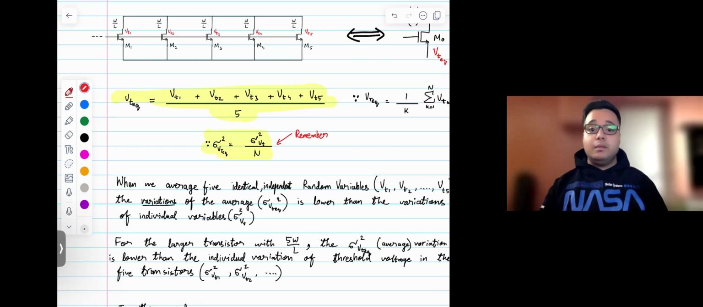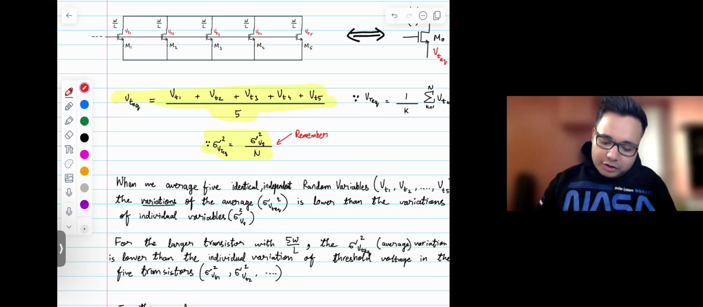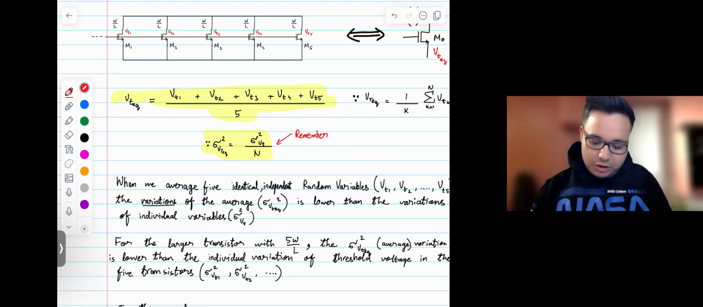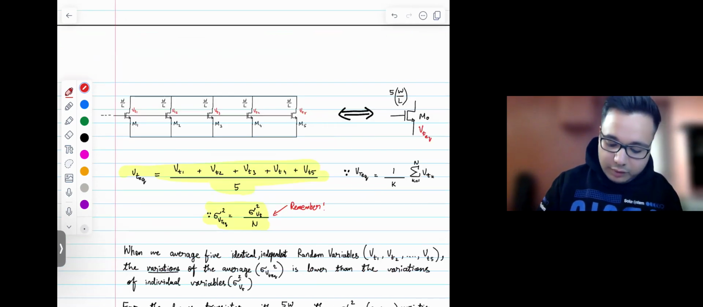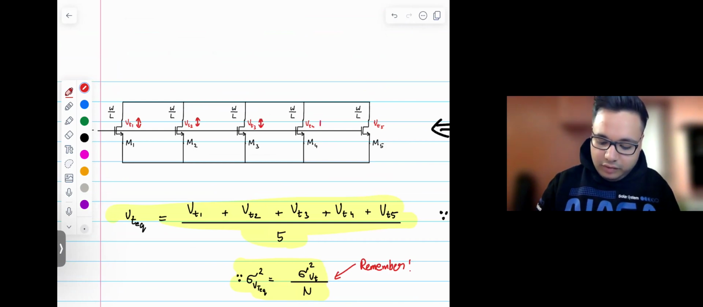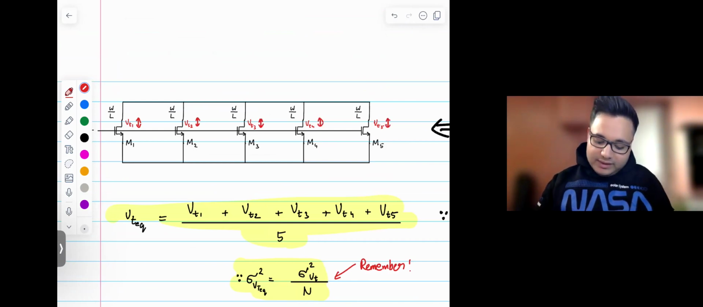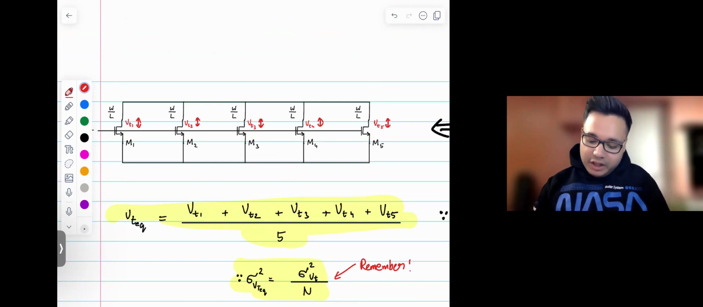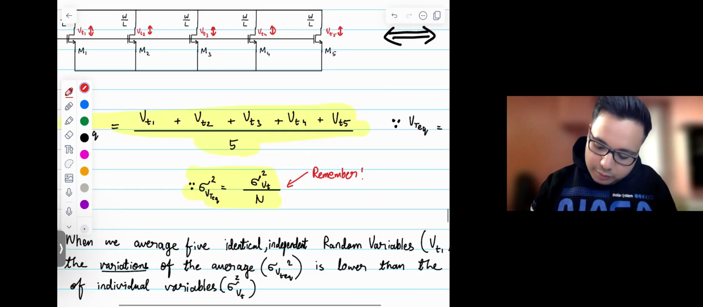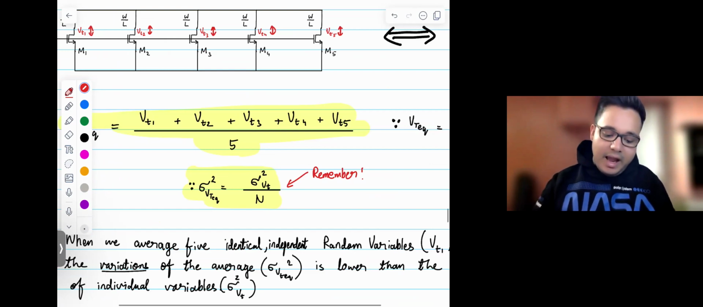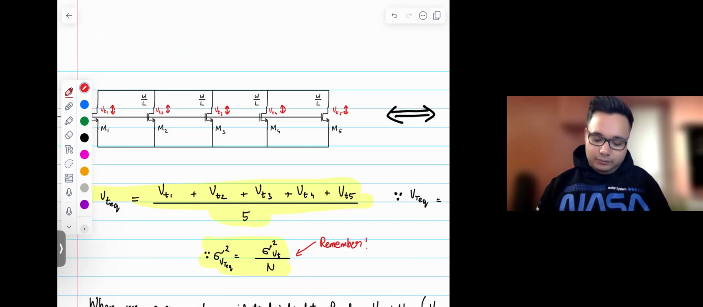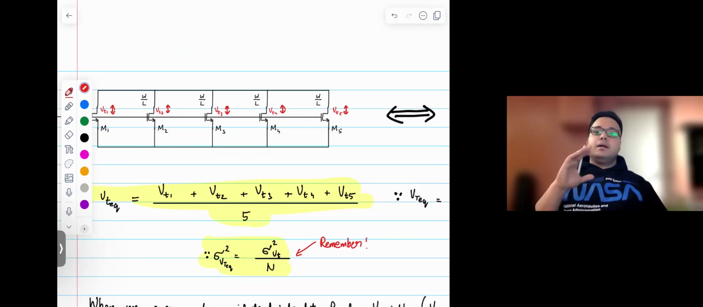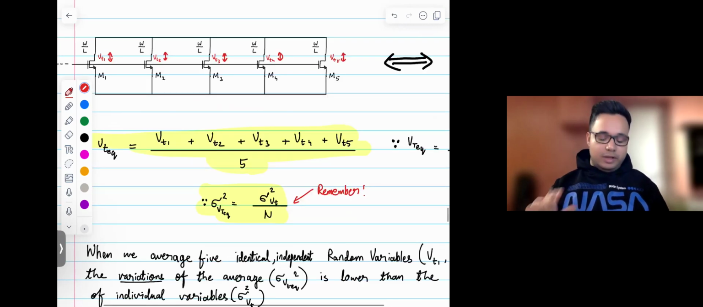discussion about random mismatches. So what we are trying to say in this equation is, let's say this VT1, right? It will have a certain variation. VT2 will have a certain variation. VT3 will have a certain variation, VT4 and VT5. What this equation says is the variation in VT equivalent is going to be smaller than the variation in any one of these individual transistors. And that's the main result that we're looking for.